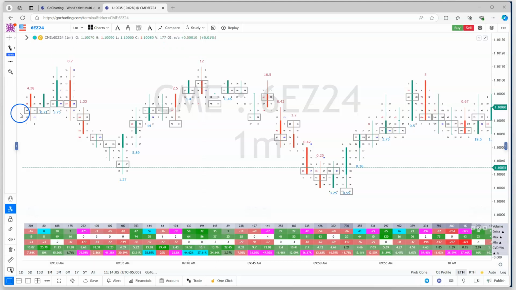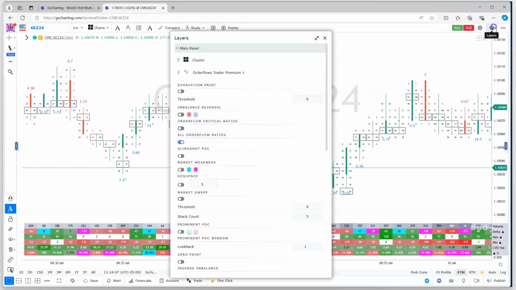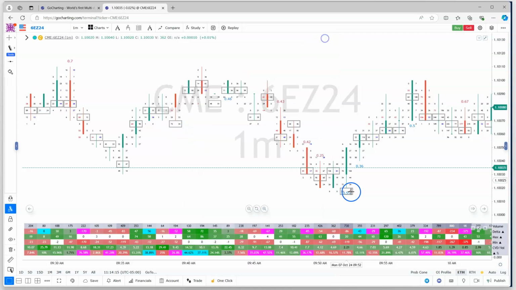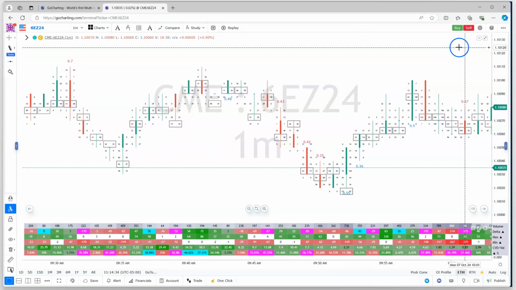If you were to click on the other setting, Orderflow Critical Ratios, you'd have to disable All Orderflow Ratios. You're going to see certain ones appear: 0.7, 0.46, 0.43, 0.25, etc. These are the ratios that matter. So there are two settings: All Orderflow Ratios if you want to see all of them, and a setting for critical ratios.